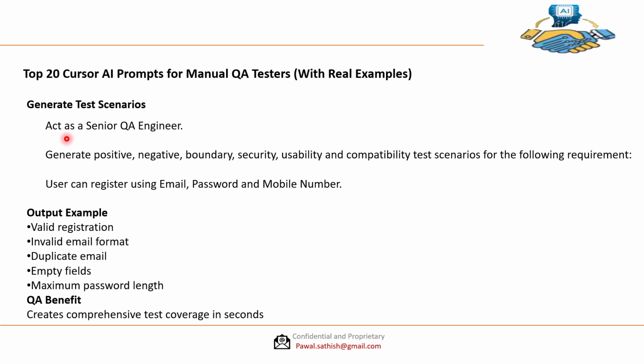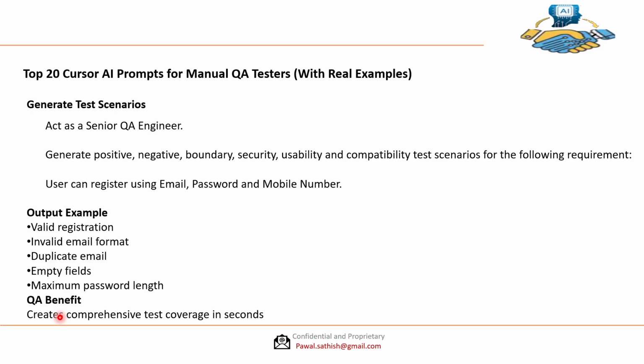We need to give a prompt like: act as a senior QA engineer, generate positive, negative, boundary, security, usability, and compatibility test scenarios for the following requirements. Here I give one example of the requirements: user can register using email, password, and mobile number. Now the output will come with test scenarios like valid registration, invalid email format, duplicate emails, empty fields, maximum password length. So as a manual QA tester, we'll get a comprehensive list of test coverage in seconds.